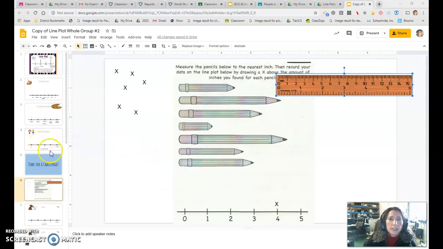Now, since you know how to create a line plot, I would like you to go ahead and go to your Google Classroom, pick a line plot activity on Seesaw, and try one of those out and see if you can do that.